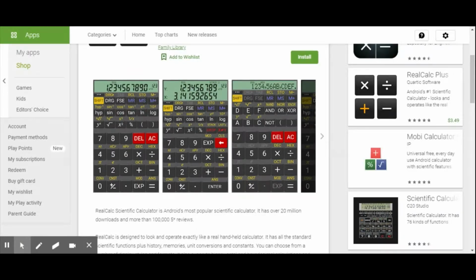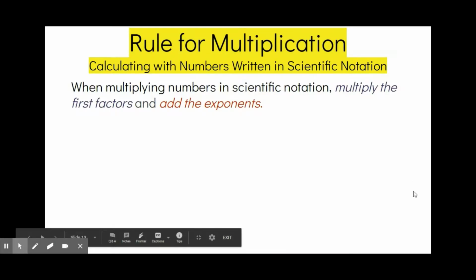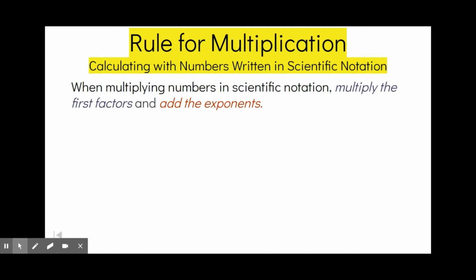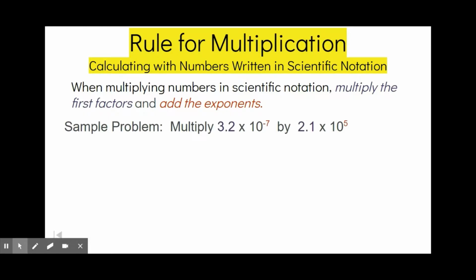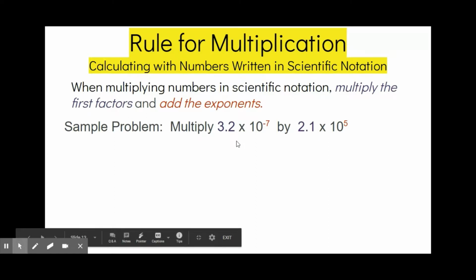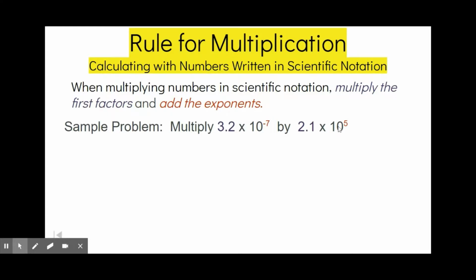Now that we've learned how to convert numbers from standard into scientific notation, let's talk about how we use those numbers in math problems or formulas once we've done that. Let's start with multiplication. The rule for calculating with numbers written in scientific notation is that you'll multiply the first factors, the numbers, and add the exponents. A sample problem here is multiply 3.2 times 10 to the negative 7 by 2.1 times 10 to the fifth.